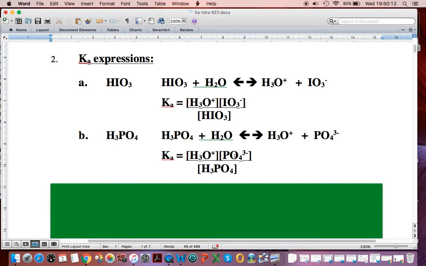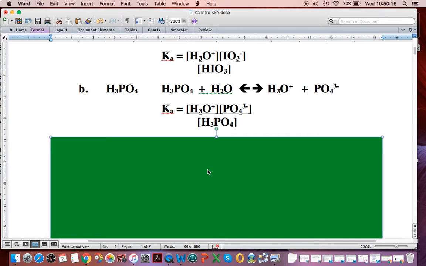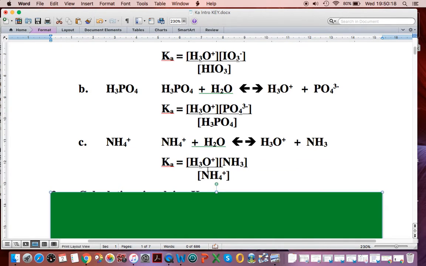And so again, products over reactants, don't include water. And one more, just to make sure. Again, products over reactants, and do not worry about the water. Once we have these expressions, we can do things with them.